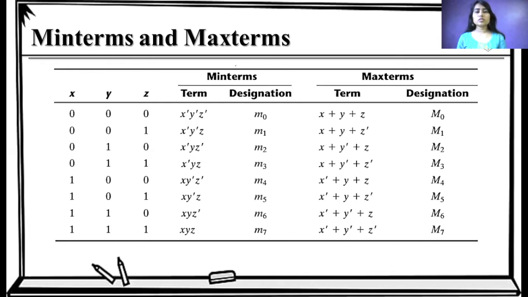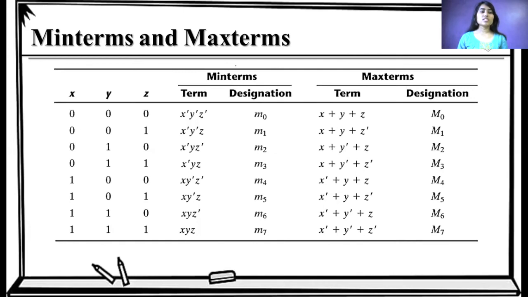Now let's define these terms. For max term, the 0 value is represented as a normal variable and 1 is represented as an inverted variable. So this is the difference between minterm and max term. In minterm, we form the term using the AND operation. Here in max term, we use the OR operation. So a max term can be represented by considering 0 as a normal variable and 1 as an inverted variable.